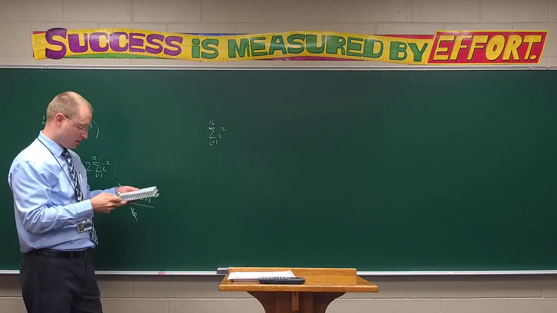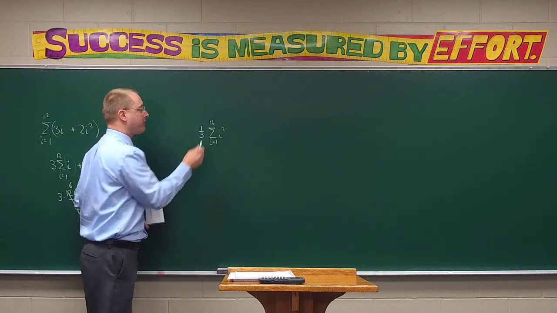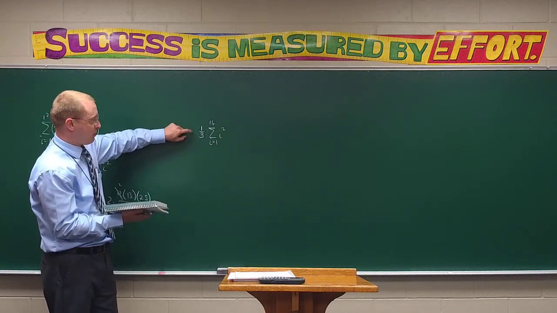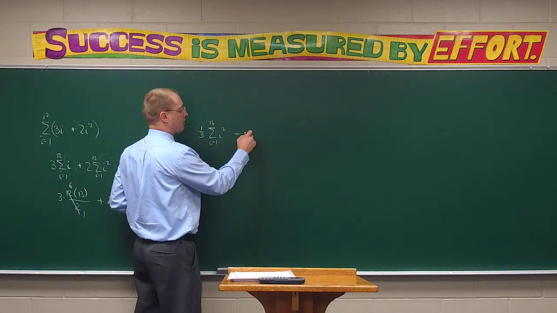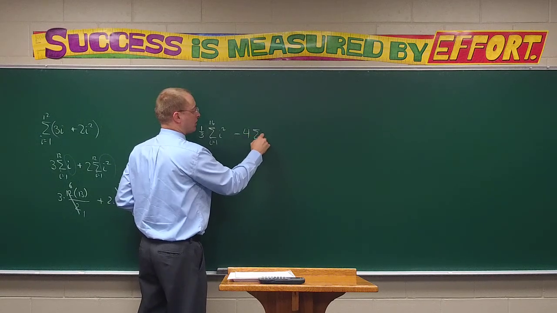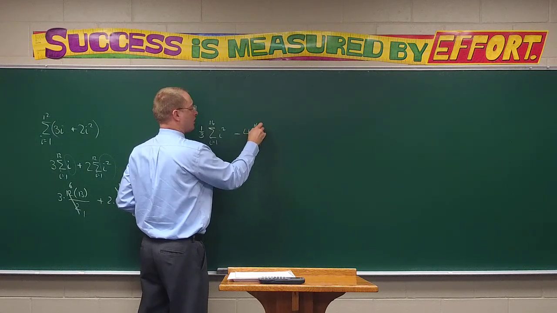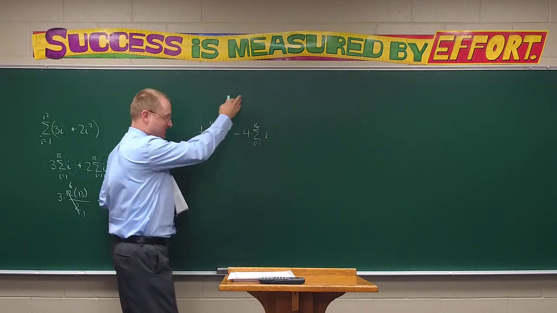The 1 over 3. The 1/3. Good. The coefficient of the i squared is a 1/3, so we need a 1/3 out front. Good. Then? And then negative 4 times the series of i from 1 to 16, all right?